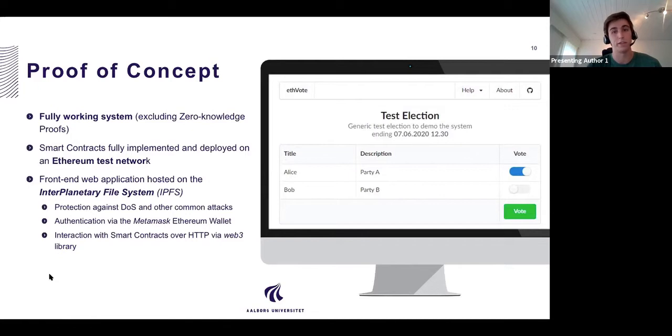And the authentication of users is done via MetaMask, which is a browser extension and an Ethereum wallet. So this gives us the possibility of having a secure form of authenticating users without having to implement that ourselves. And then from the web app, users can actually interact with the contracts using an HTTP library that can directly communicate with Ethereum nodes.